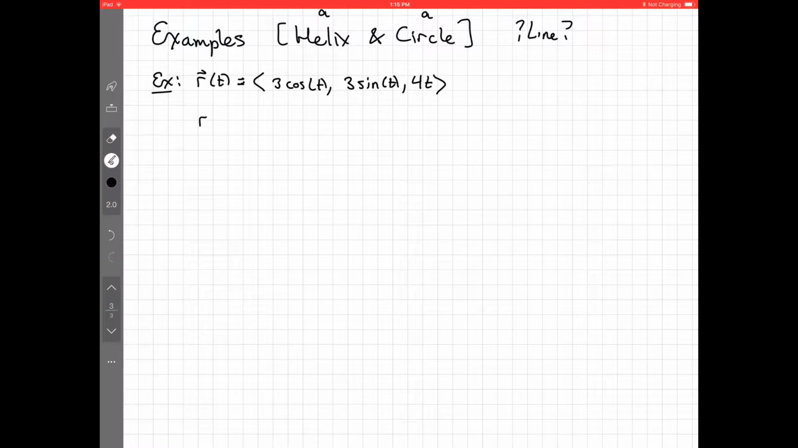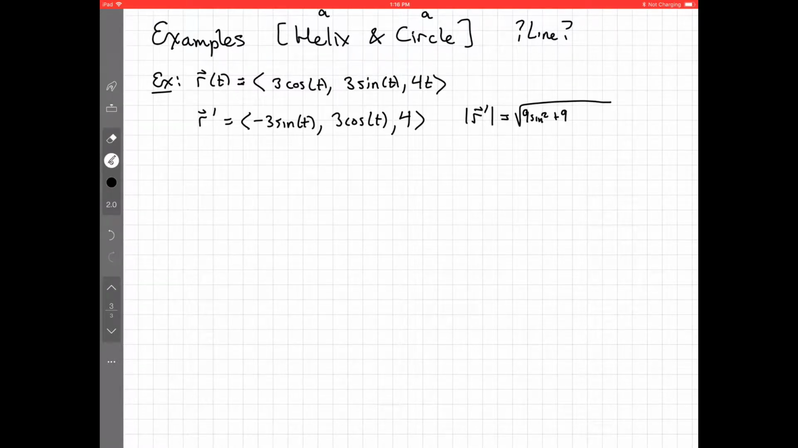And let's go ahead and run through the computation of its TNB frame. So we have r prime is negative 3 sine t, 3 cosine t, and 4. All right, the length of r prime is the square root of 9 sine squared plus 9 cosine squared, and 16, which 9 sine squared plus 9 cosine squared is just 9. 9 plus 16 is 25. Square rooted is just 5. So the length of r prime is nice and simple. It's 5.